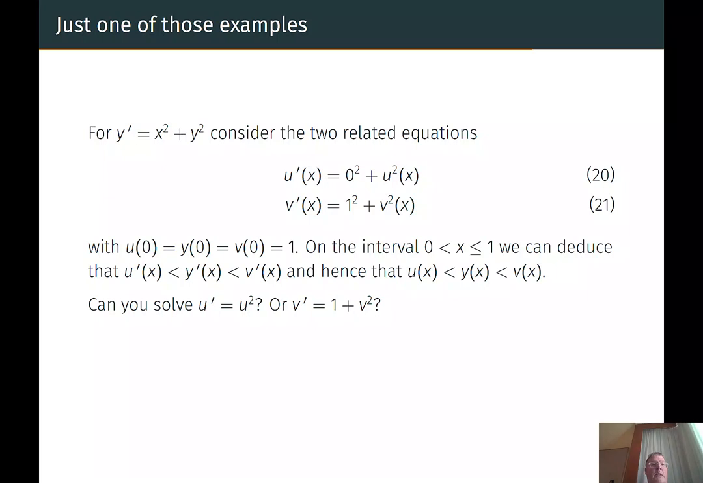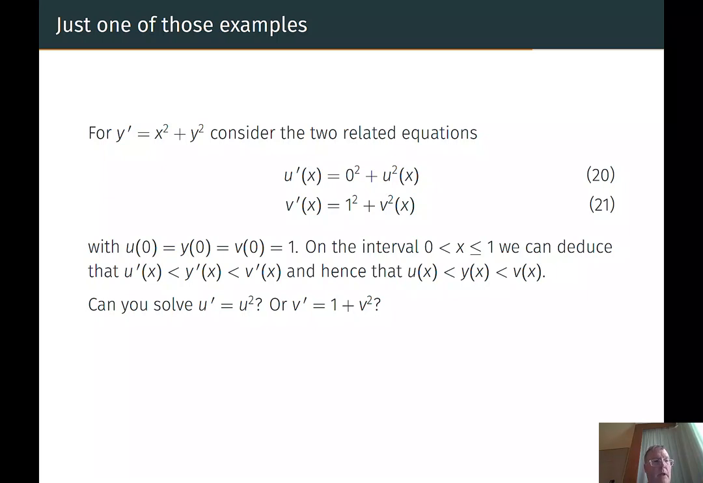Let's consider just one of those examples. Let's say y prime equals x squared plus y squared. That's the first one that I have. So consider the two related equations. u prime is 0 squared plus u squared, so I replace the x squared with a 0 squared. And v prime is 1 squared plus v squared, so I replace the x squared by 1 squared. So I'm thinking about all three of these equations on the interval 0 to 1.